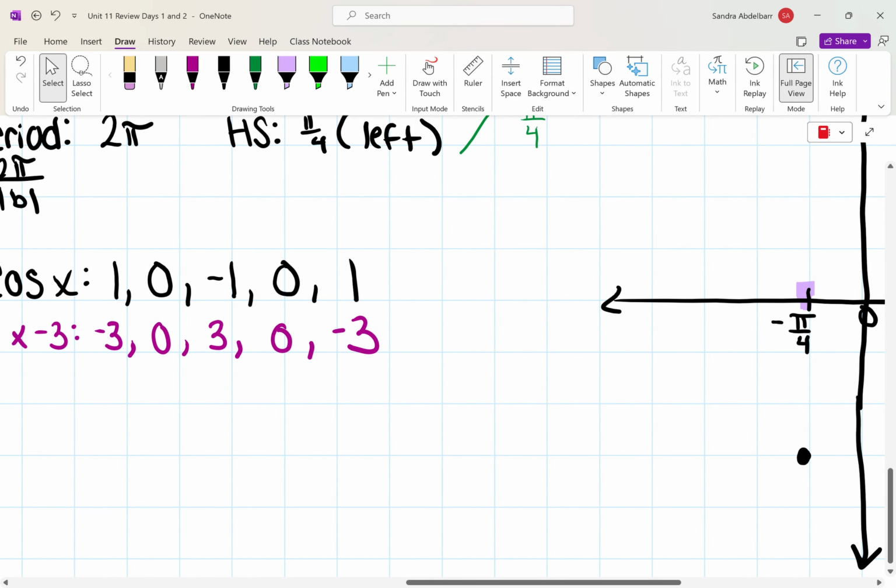And then 5 pi over 4, 0. And 7 pi over 4, negative 3. And we know the shape of the cosine, so it's going to look something like this.